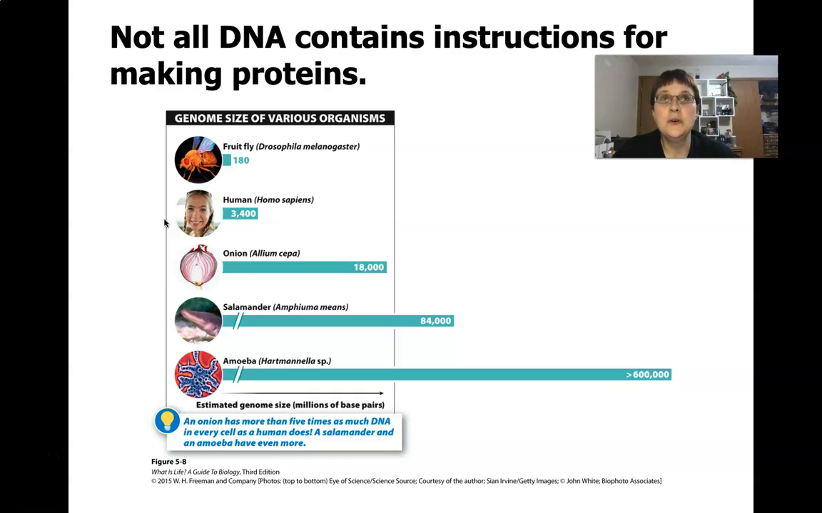Okay, so for example, just to give you an idea of what this number means, that means that it has almost 200 times as much DNA in it as something like a salamander. A salamander has 25 times as much DNA as we do. So that is a huge difference, but it doesn't make a difference as far as how complex any of us are. So let's take a little bit closer look at what is making up that DNA.